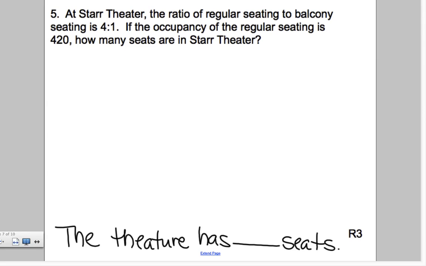All right, are we good? So we're talking seats, which means, are we talking regular or balcony or both? Okay, all right, got that. So we know where we're headed. All right, it's nice to know where we're going.